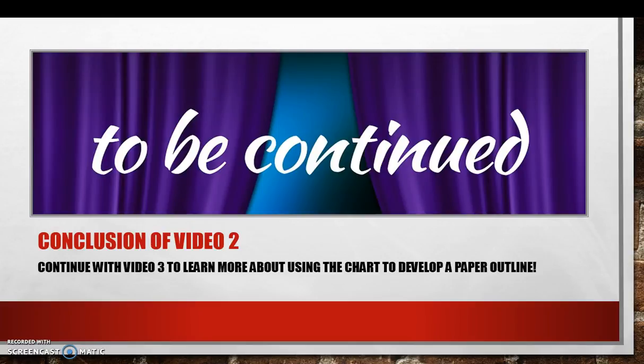In the following video, I will demonstrate how you can take the information from the RA chart to develop a paper outline.